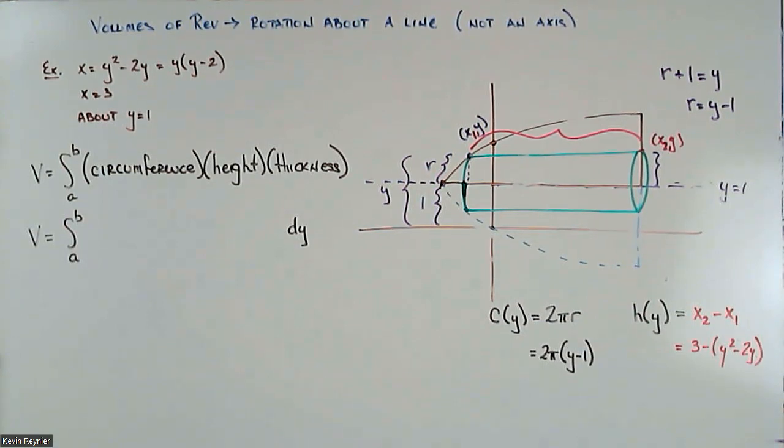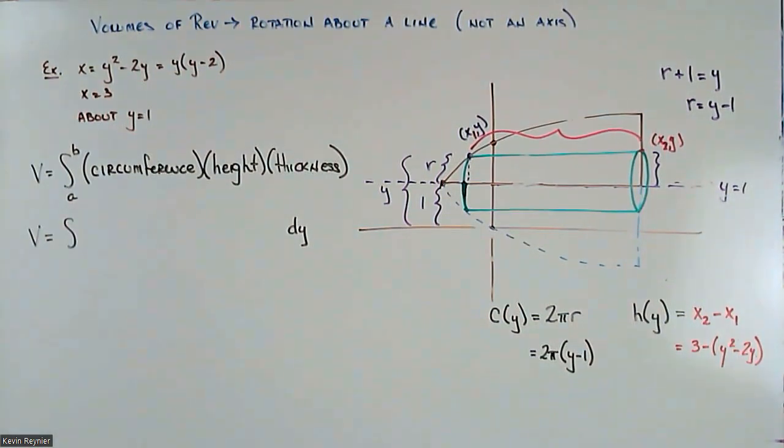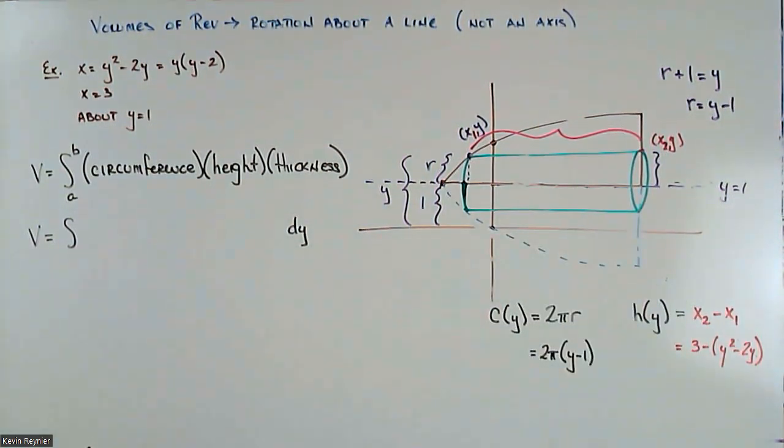And now I have both my circumference in terms of y and my height in terms of y. So I can substitute those back into my integral. I can also go ahead and put in my values for y. When we look at this picture, where does y begin and where does y end?